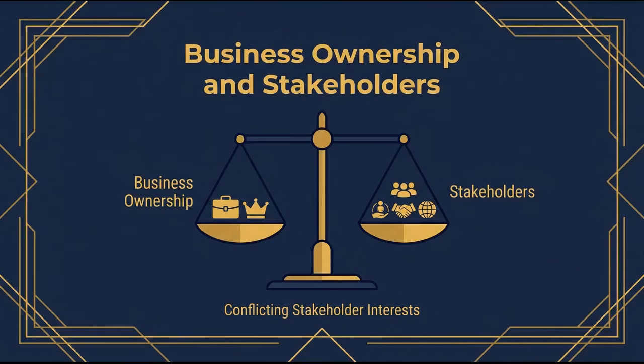For example, employees are internal stakeholders who want higher wages and better working conditions. However, owners might want to minimize costs to increase profit. Customers want lower prices, while the government wants tax revenue and legal compliance. Because everyone wants different outcomes from the same limited resources, balancing these aims is a constant challenge for management.